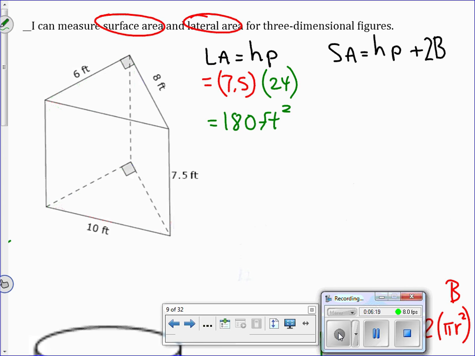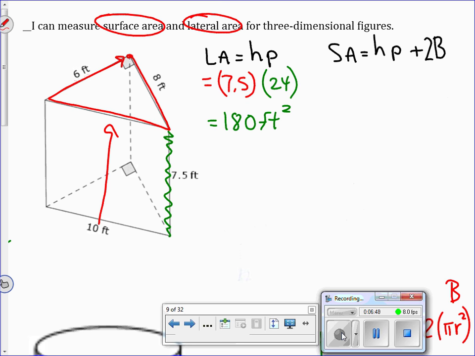Now if you look at the formula, the height of this is again the distance between the two bases. We've got that. And then let me change its color here so it matches. The height is 7.5, and the perimeter is the distance around your base. So I just added up those three sides. I stole the 10 and I put it there. And that calculates to be exactly what we had before.